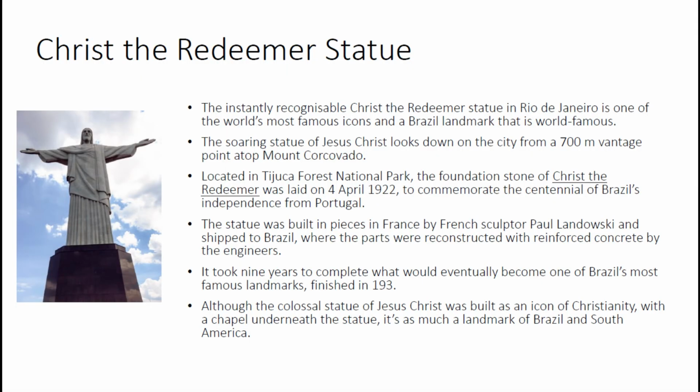One of the most famous Brazilian landmarks is the Christ the Redeemer statue. This is instantly recognisable as a Brazilian landmark. It is situated in Rio de Janeiro and is one of the world's most famous icons. This soaring statue of Jesus Christ looks down on the city from a 700-metre vantage point. It was laid on the 4th of April 1922 to commemorate the centennial of Brazil's independence from Portugal.